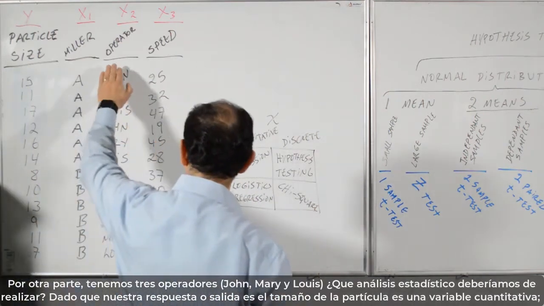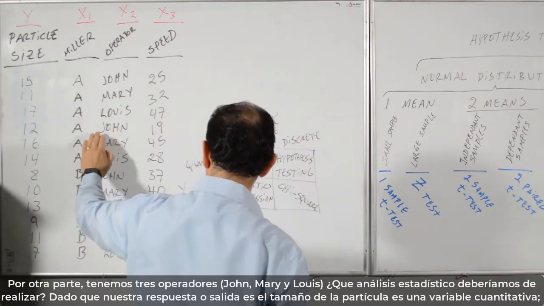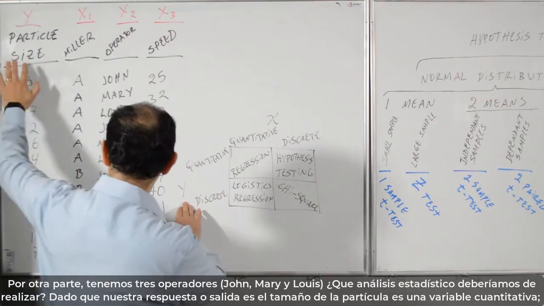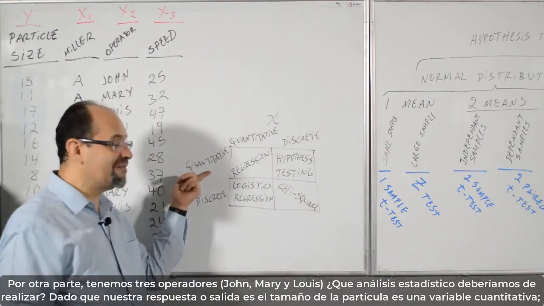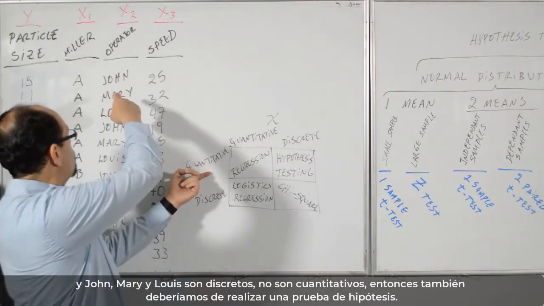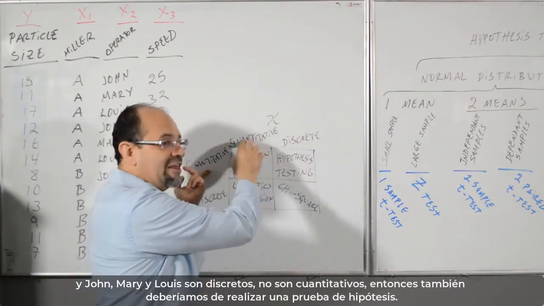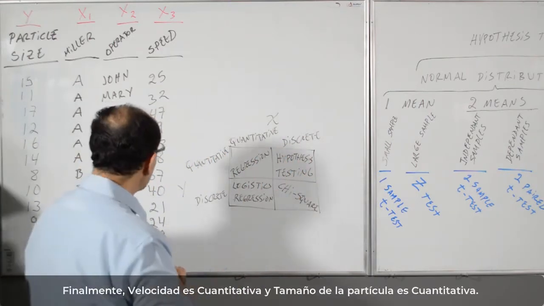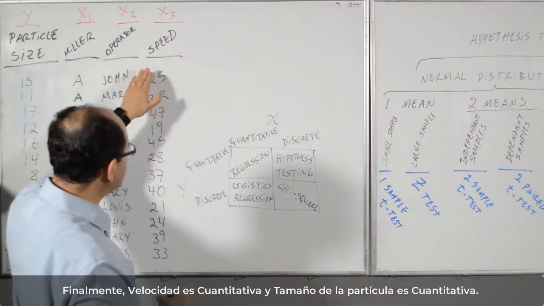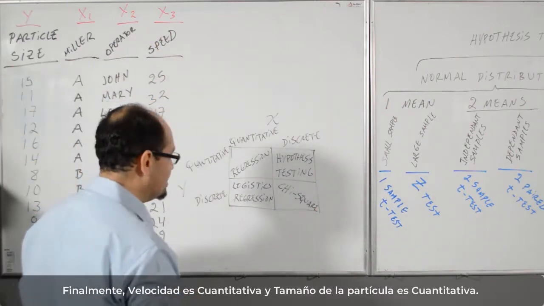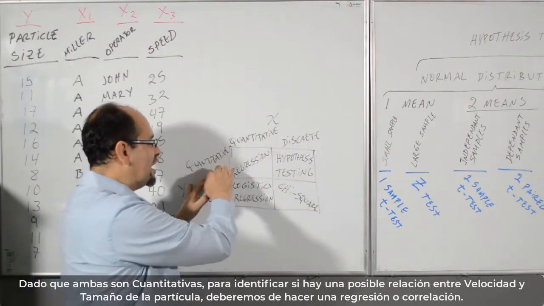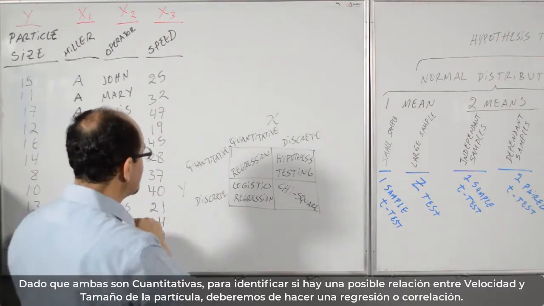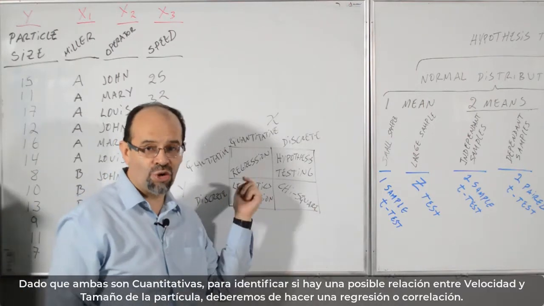On the other hand, we also have three operators, John, Mary, and Louis. What statistical analysis should we do? Since our output, the particle size, is a quantitative variable, and John, Mary, Louis are also discrete, they are not quantitative, we also should do a hypothesis testing. And finally, speed is quantitative, and particle size is quantitative. Since both are quantitative, to identify if there is a potential relationship between speed and particle size, we should do a regression or a correlation.